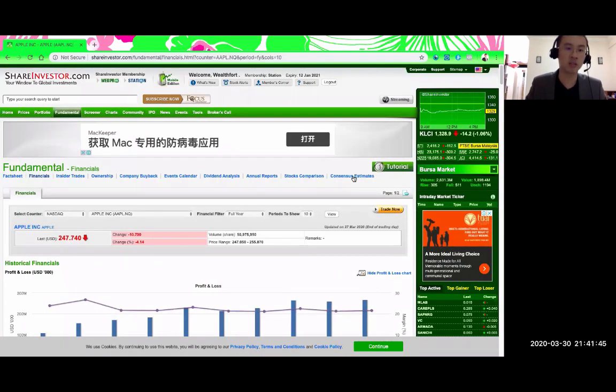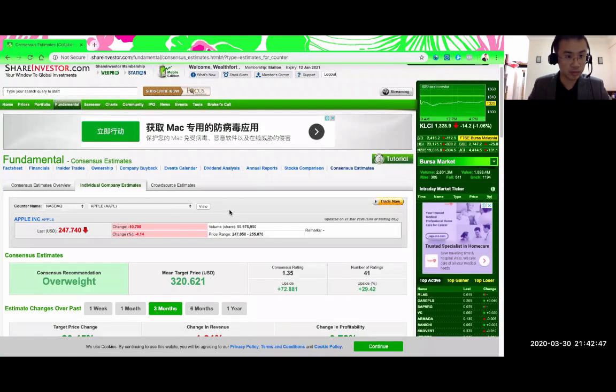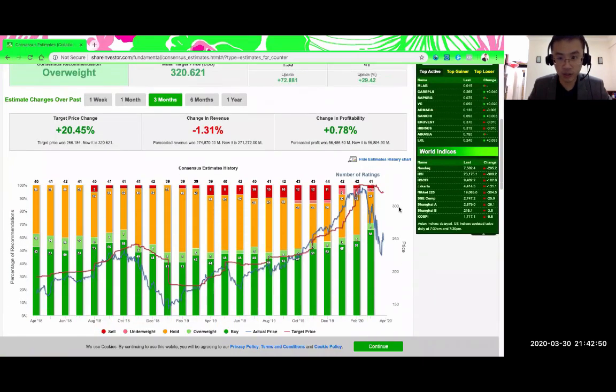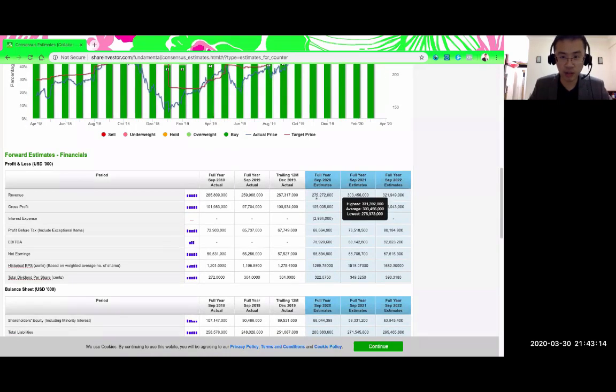You can also find the consensus estimate. After a refresh, it comes out already. Consensus estimate, you see there are analysts giving ratings to Apple, about 66% ask you to buy, only 2.4% ask you to sell. The rest ask you to buy Apple. So this is the change of ratings over a period of 2 years. Forward estimate of Apple's earnings per share is about $12 on a per share basis. So this is Apple.